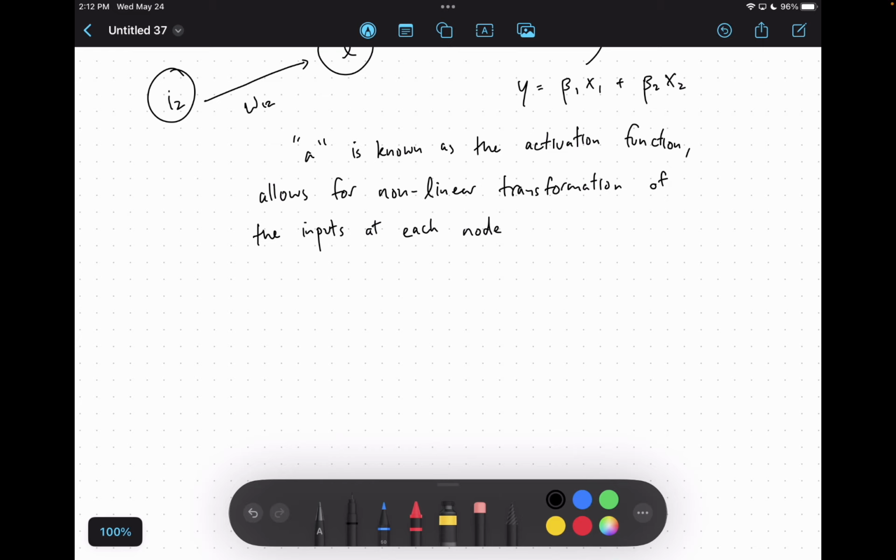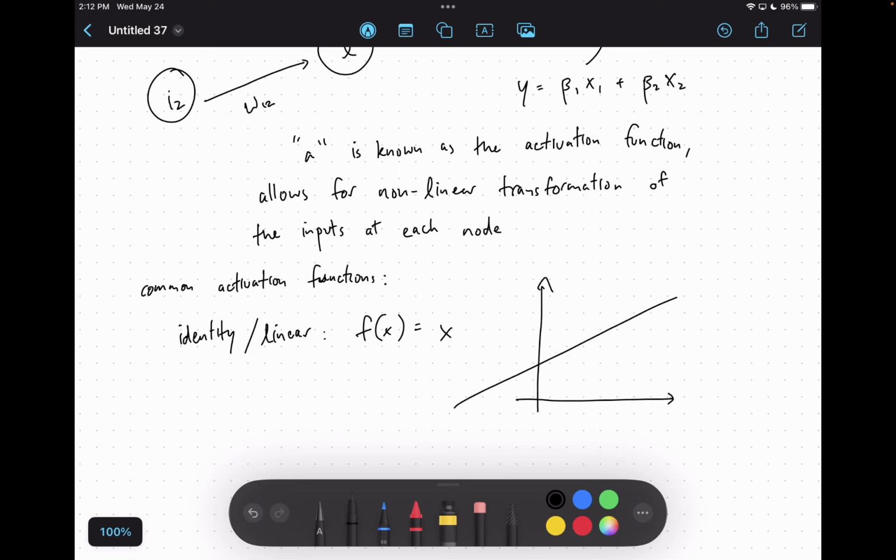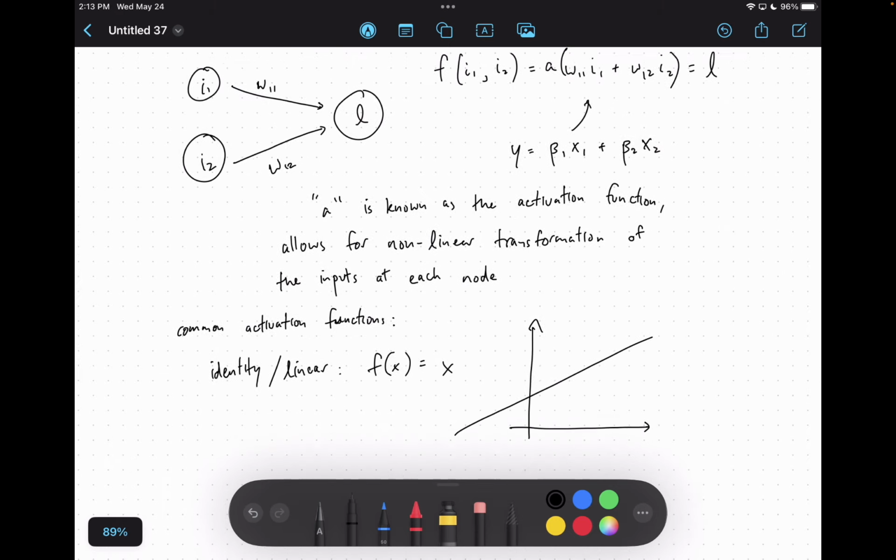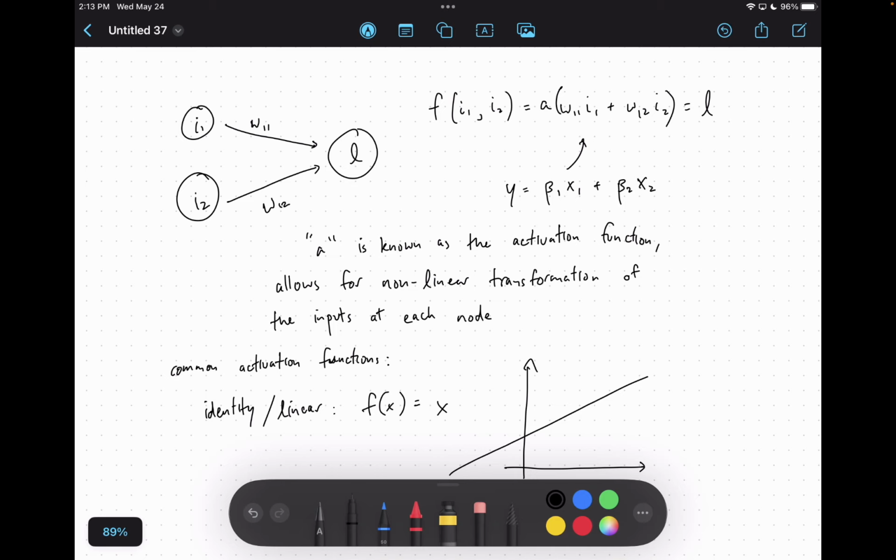So, common activation functions. This includes the identity, also known as linear. So this looks something like this. F of x is just equal to x, okay? And so if I were to plot the transformation of this data, it would just look something like this. And the idea here is that if I'm using the identity or linear activation function, then that equation basically looks exactly the same as a linear regression, okay?